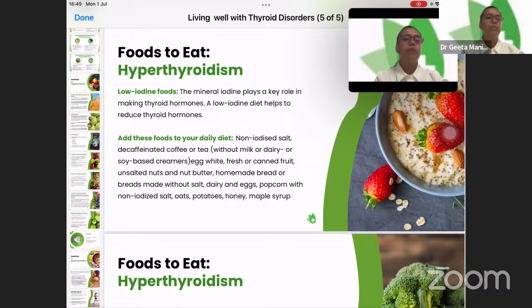Non iodized salt, decaf coffee or tea without milk, dairy, or soy based creamers, egg white, don't take the yolk, fresh or canned fruit, and preferably fresh. If you can't get it, then canned is okay. Unsalted nuts and nut butter, homemade bread or bread made without salt, dairy and eggs, popcorn with non iodized salt, oats, potatoes, and honey, maple syrup.